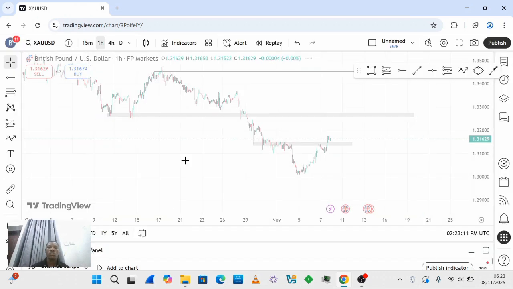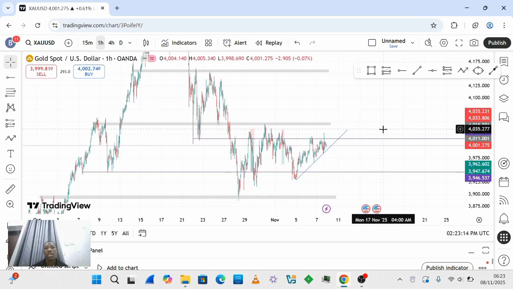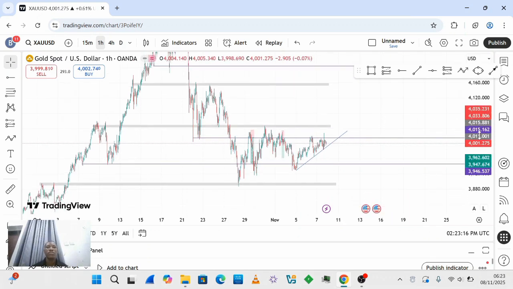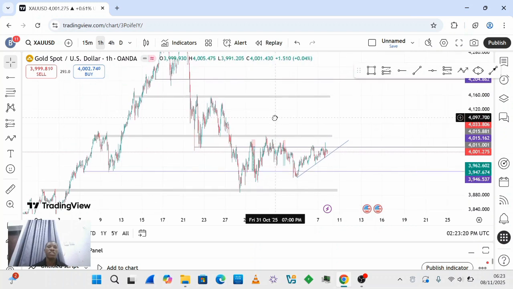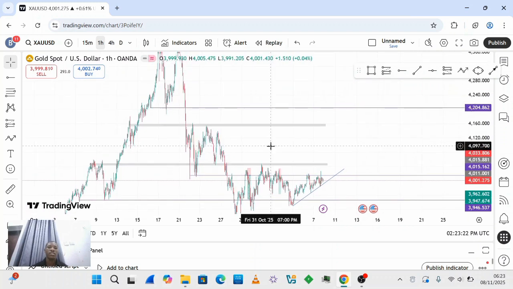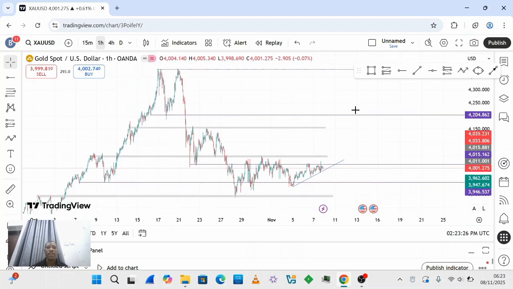This is on gold, and I already made this analysis before. Gold has been in a downtrend. It has been breaking the lows while respecting the highs. This was the high, this was a high, this was a low, a high, a lower low.